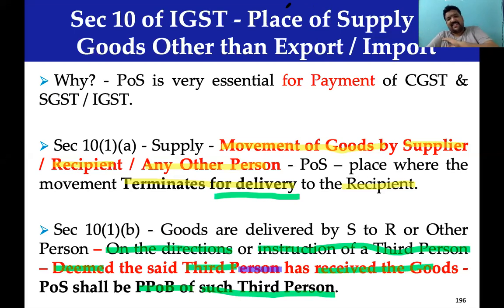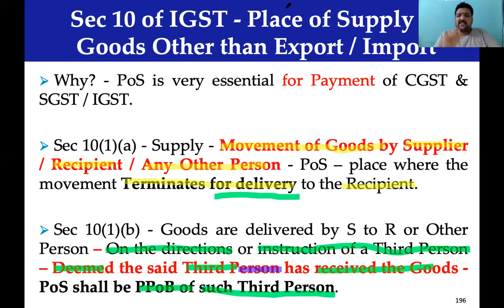See, let me repeat it. Over the last half an hour or 40 minutes, if you seriously want to enjoy the discussion, or if something I told you is something you are not able to comprehend with today's maturity level, I would only recommend this: four lines, 10(1)(a), 10(1)(b). Copy it, Google it, read 10(1)(a), that plain line, allow it to settle down. Read 10(1)(b), allow it to settle down. Concentrate on two words. Place of supply will be the place where the movement terminates for delivery to the recipient. If it settles down, it gives you some learning.